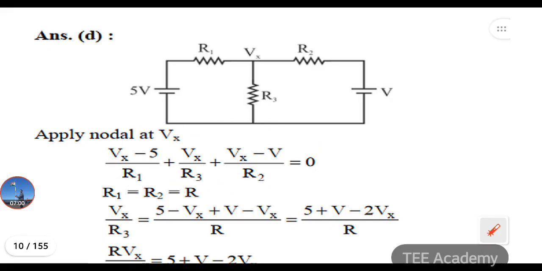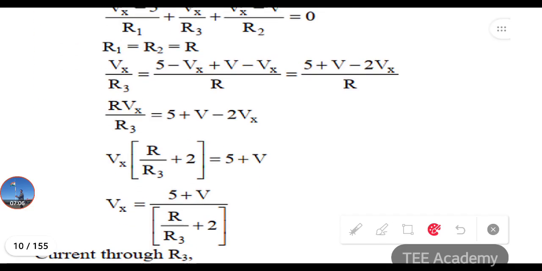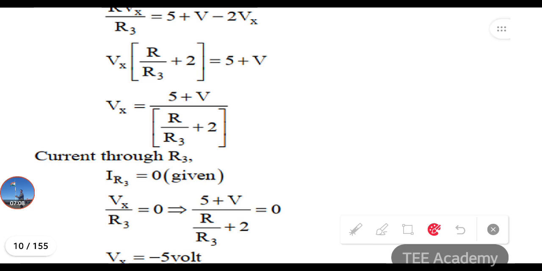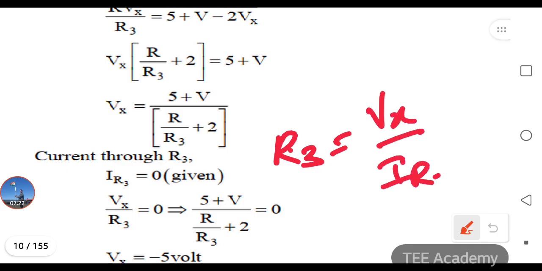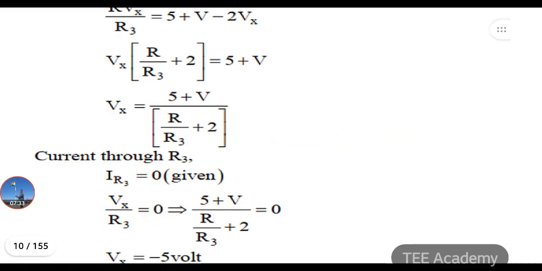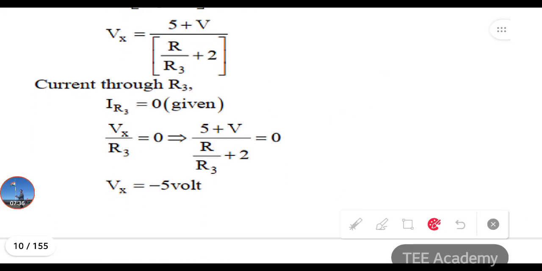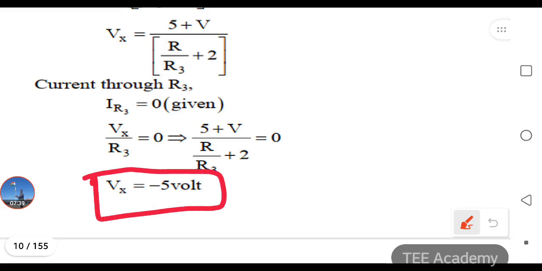And further simplifying that equation, you will see here, by simplifying this and taking the current through R3, that is, resistor R3 is carrying 0 current. So how can I write it? The current in R3 is equal to the voltage across R3, Vx, divided by R3. Okay, so IR3 is 0, that means Vx by R3 is 0. Simplifying this, you will get the answer: Vx is nothing but minus 5 volts.